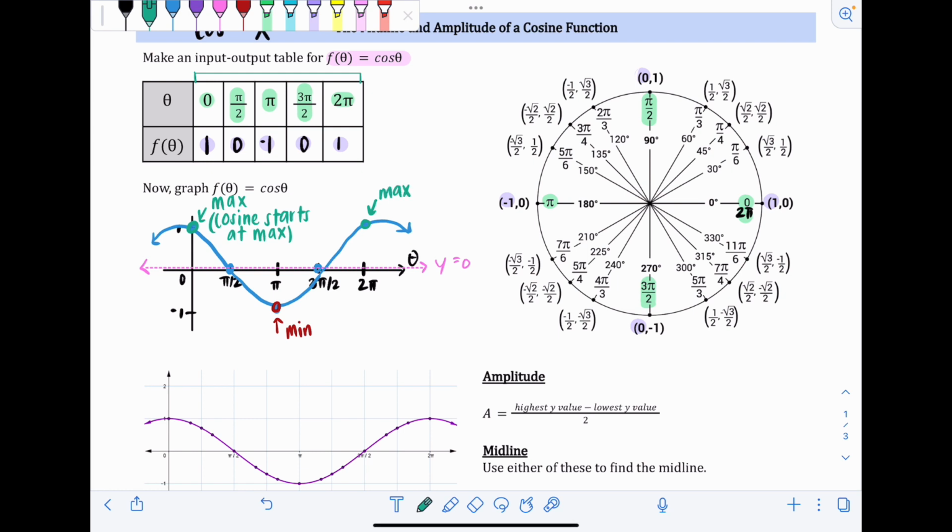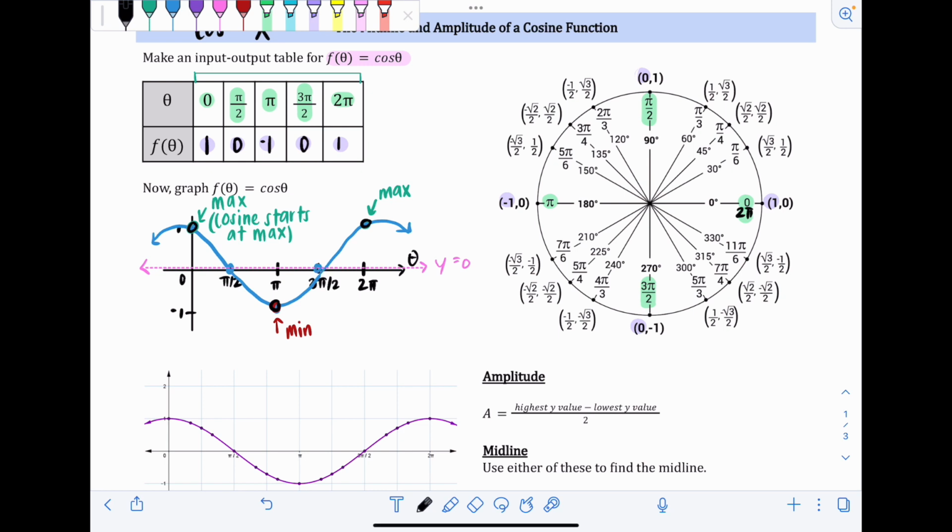Okay, so whenever we graph sine and cosine, you need to have 5 points on your graph. These are going to be the 5 points that you'll have on a cosine graph. So there will be the start and the end at a maximum. In the middle, there will be a minimum. And then at the 1/4 of the way mark, it'll be at the midline. And then at the 3/4 of the way mark, it'll be at the midline as well.